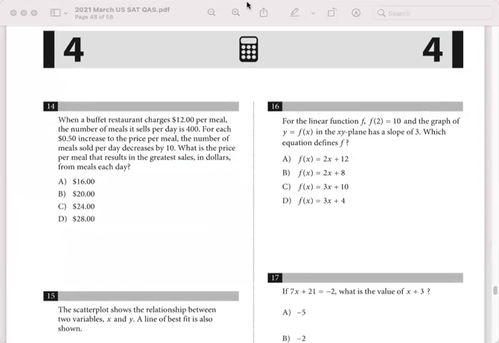Okay, let's go to question 16. For the linear function f, f of 2 is 10, and the graph of y equals f of x in the xy-plane has a slope of 3. Which equation defines f? Okay, so we already discussed this form of the equation, y minus y1 is m times x minus x1, right, for any linear function. So if I know that the value of the function at 2 is 10, then I can say that x1 is 2 and y1 is 10.